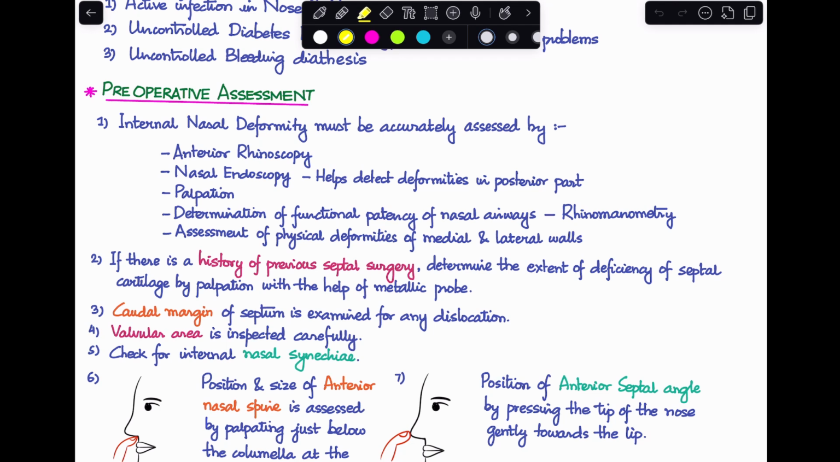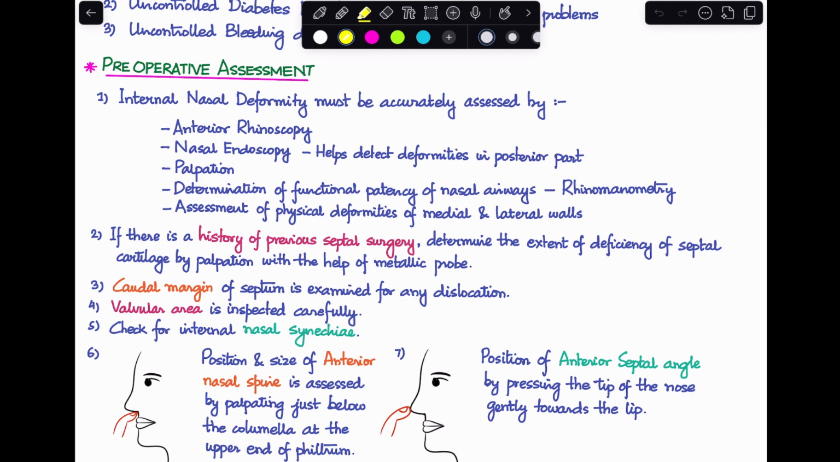Okay, so let's get started with today's topic. Before we go into the surgery itself and the different steps in it, first let's talk about some things we will be looking for when we do a preoperative assessment of our septoplasty patient.